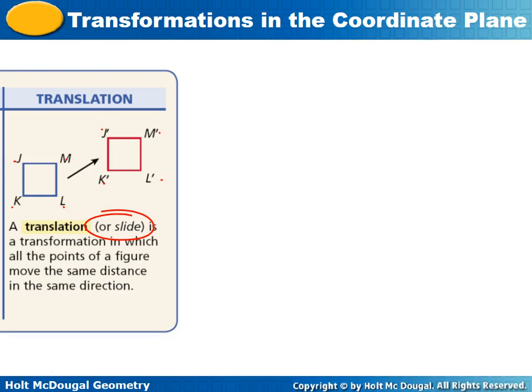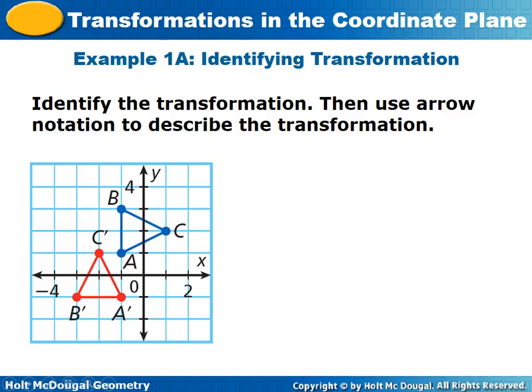So if you notice here in our transformation, we're moving up and to the right. Notice also that our J remains top left. See that? Our M is top right, our K is bottom left, and our L is bottom right. The position of the letters is not going to change when we're doing a translation. So it's another one of those hints that you can look for in a drawing to determine if it's a translation. So on this one, 1A, it says identify the transformation, then use the arrow notation to describe the transformation.